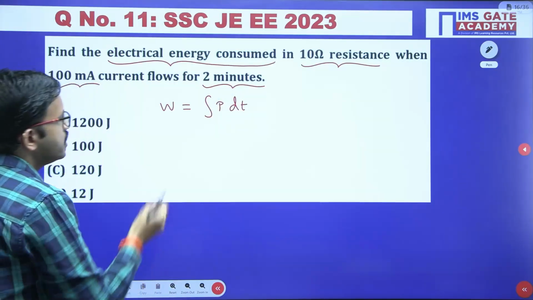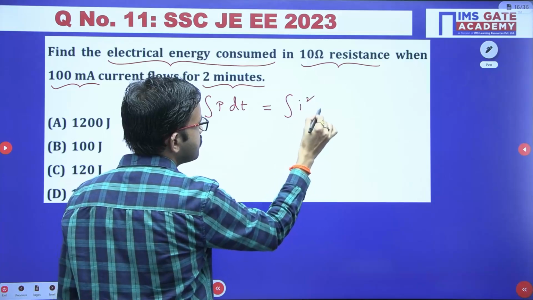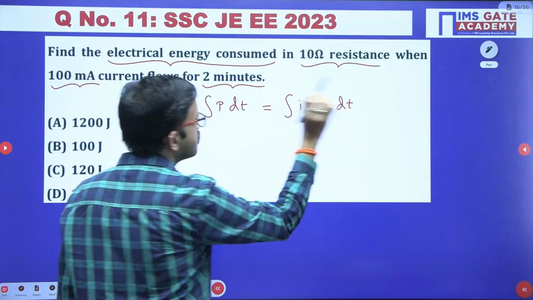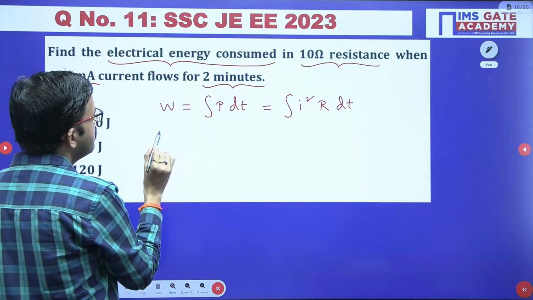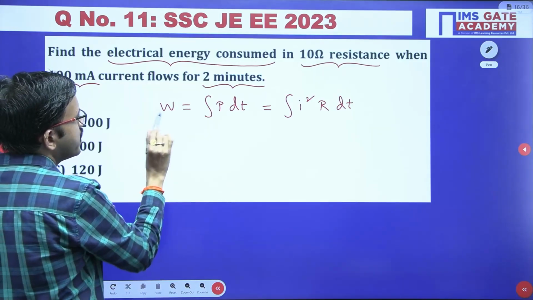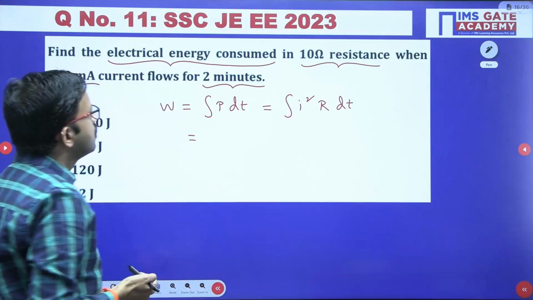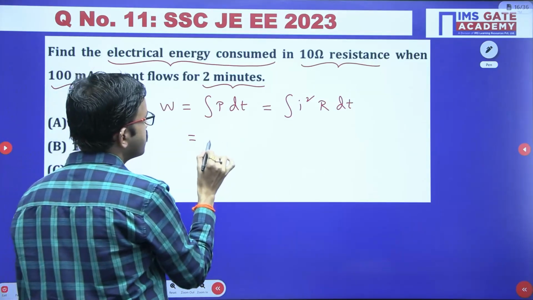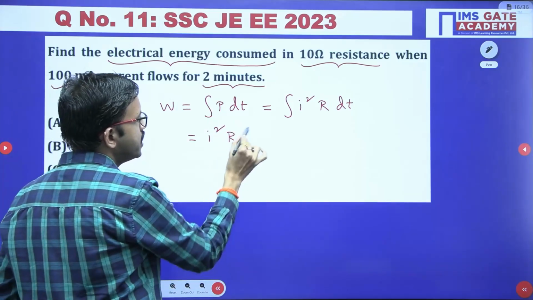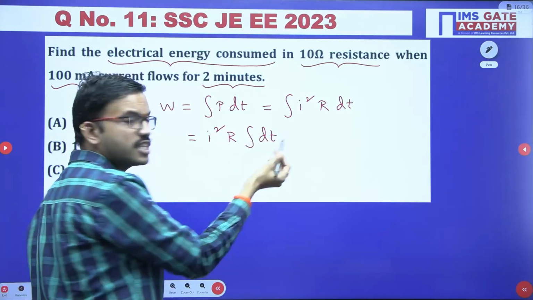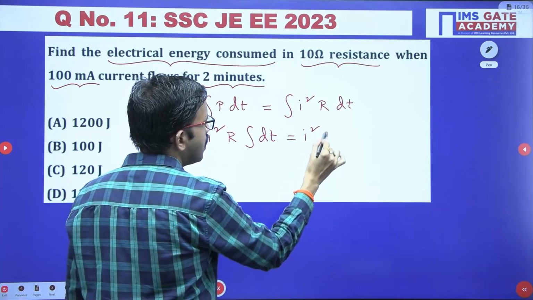In place of P, you can substitute I square R. Now, to calculate energy we have to evaluate the integral of I square R dt. Here I is constant and R is constant, and the integral of dt is nothing but t. So from here you get I square R into t.